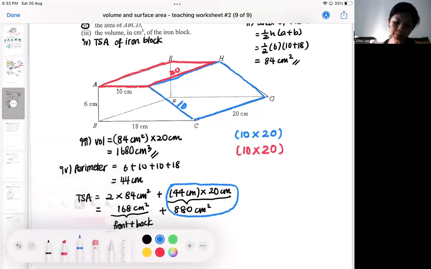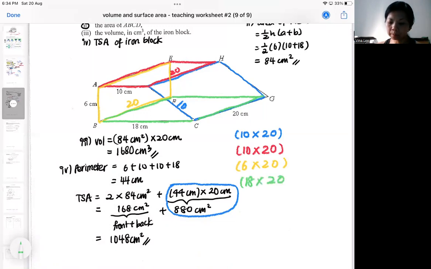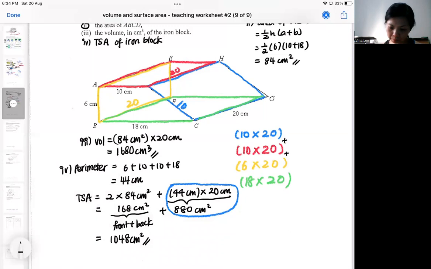And I'm going to try to get the piece that's at the back. So that will be a 6 times 20. And now I'm going to get the one at the bottom, which is 18 times 20. So if you look at these 4 pieces, right, you go and add them up. I think it should have given you the same 880.